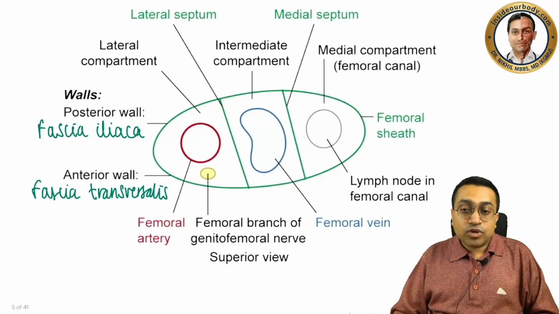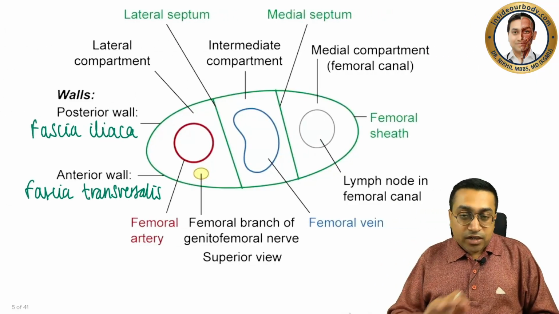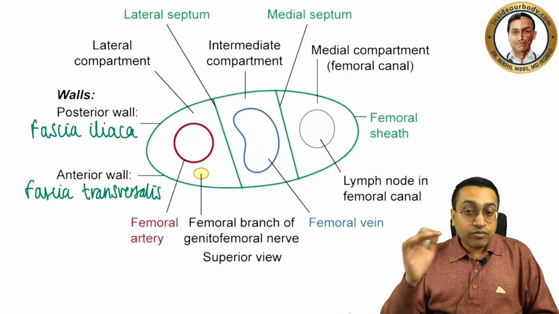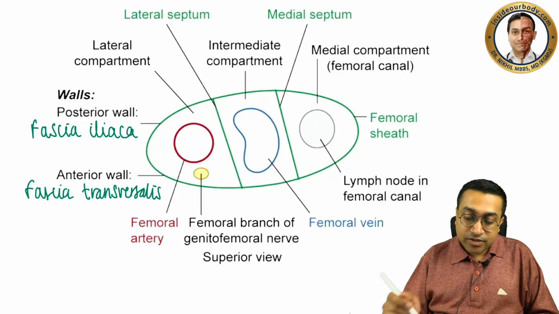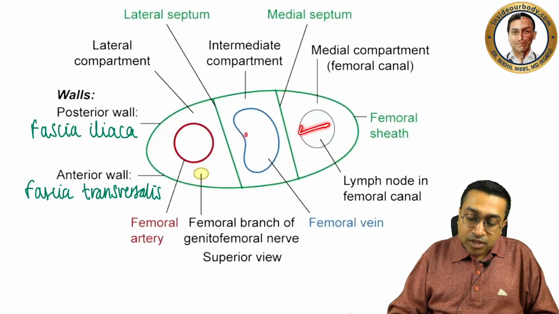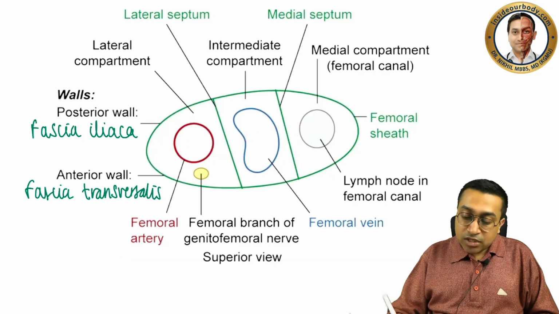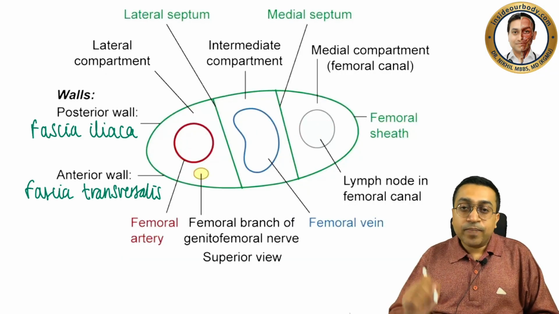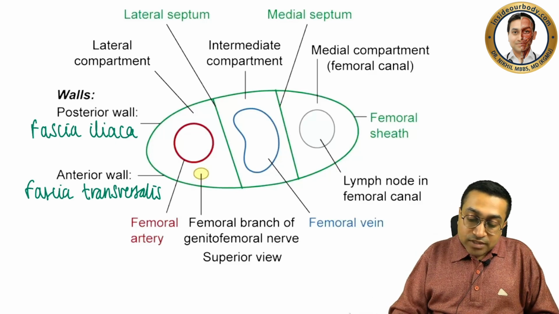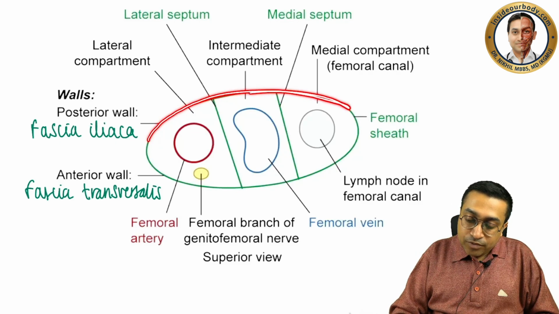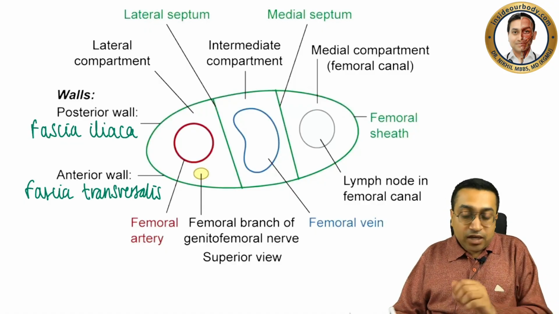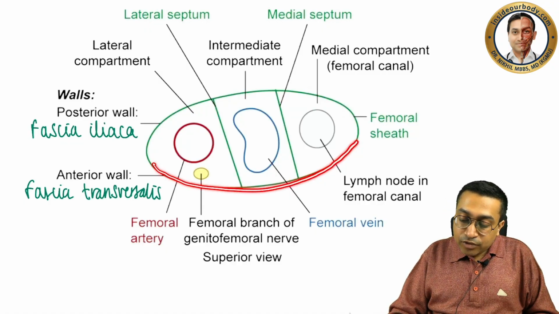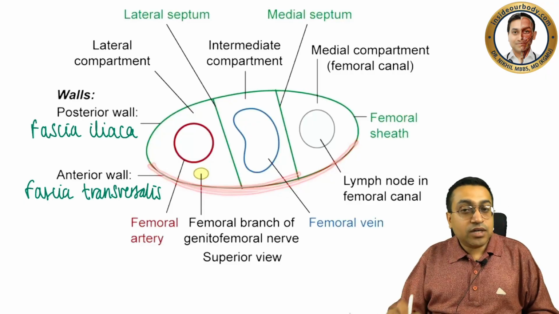Let us see the femoral sheath in another section. It was again a superior view when we are cut open and we are seeing the femoral sheath and its contents. Same structures: medial most, intermediate and lateral most, the two structures in the lateral compartment. What else can you see? You can see the posterior wall is formed by the continuation of the fascia iliaca, and anteriorly it is the continuation of the fascia transversalis.